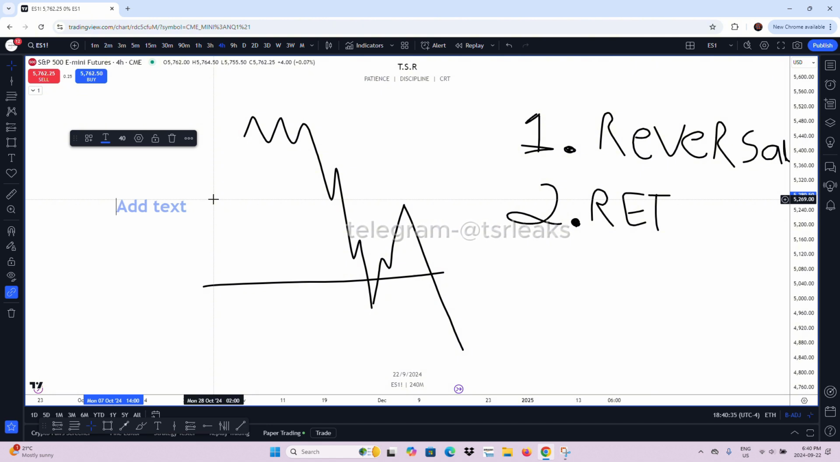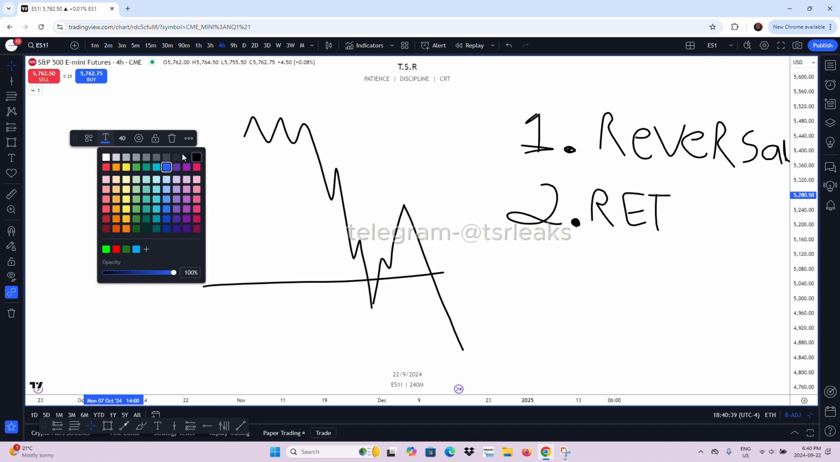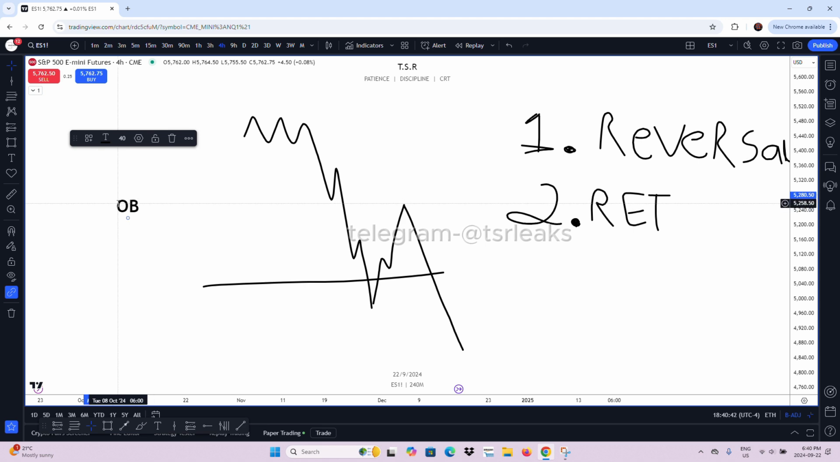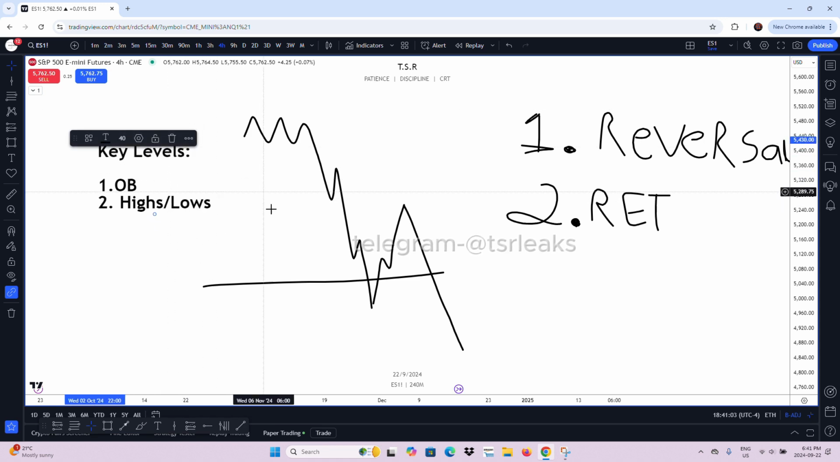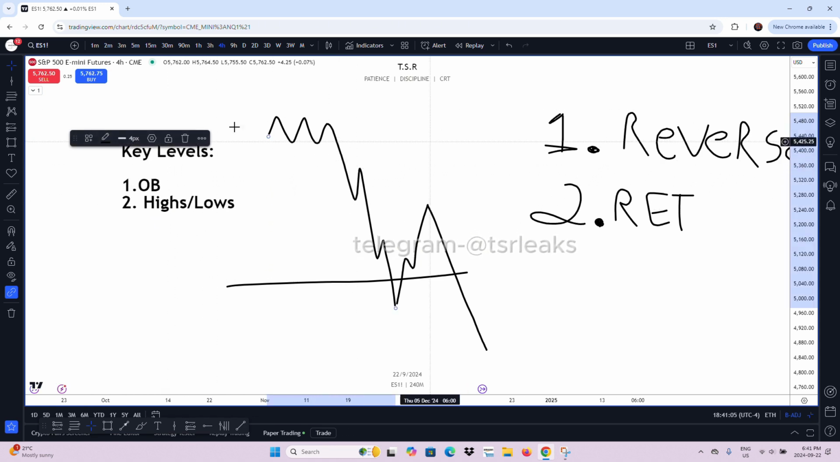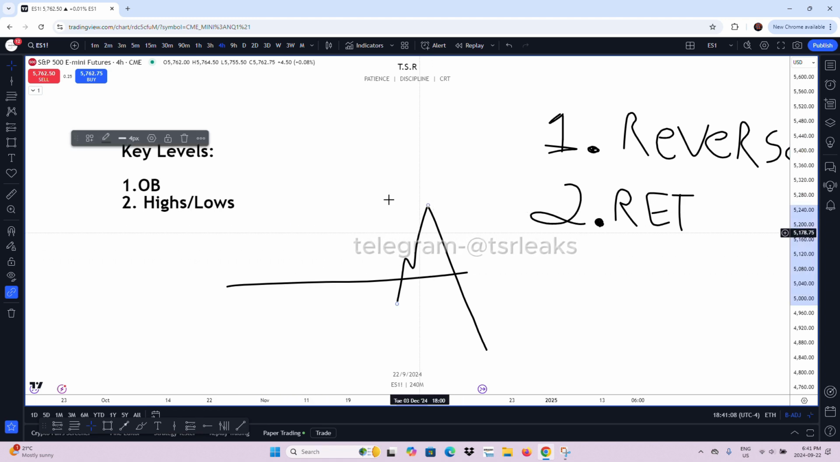So our first key level that I love to talk about is the order block. Let's just put this in black here. We have the order block. Now this is indeed an order. So we have the order block and we have highs and lows. Highs and lows. These two key levels are the most important key levels that you can ever use.